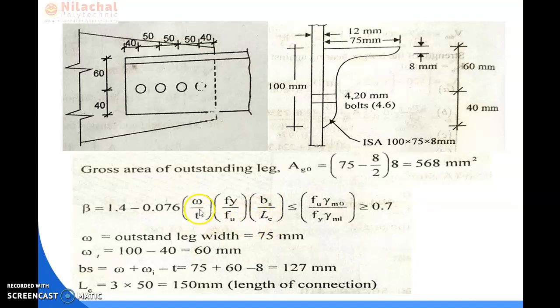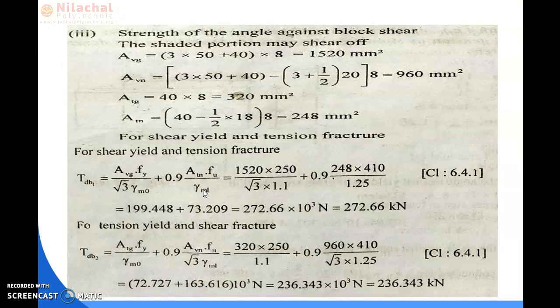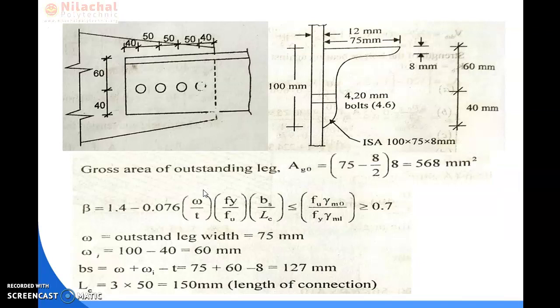So first of all, we need to know the value of omega, Bs and Lc. So we know that omega is the width of the outstanding leg, which is 75. That means this portion, which is the shorter leg of the angle section. So it is 75 mm. So omega equal to 75 mm.